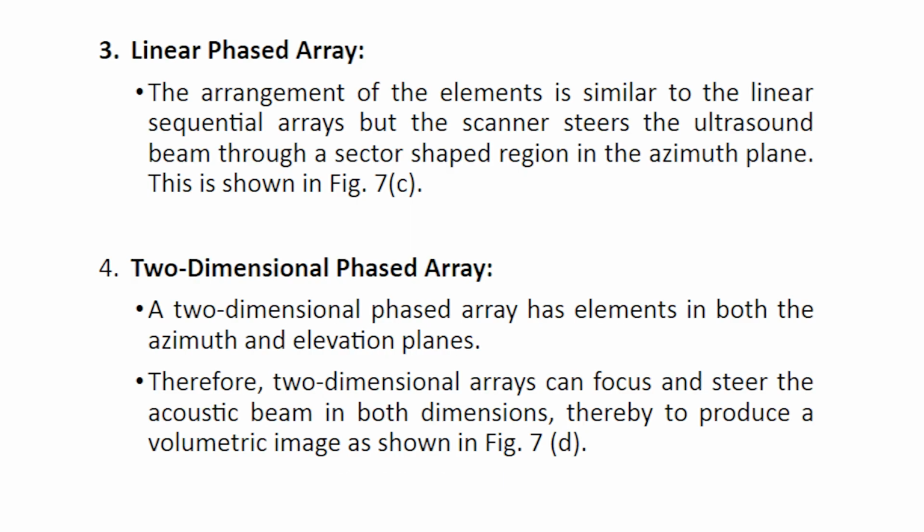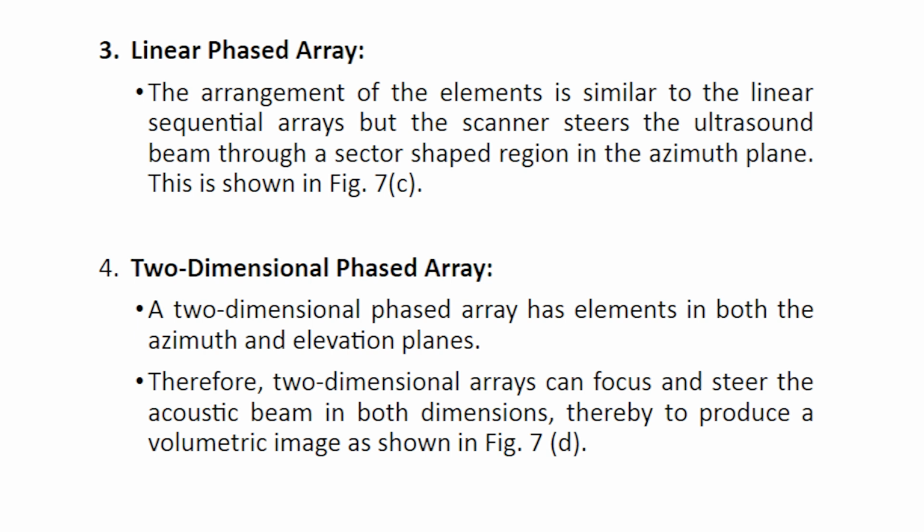Third type of transducer, linear phased array. The arrangement of the elements is similar to the linear sequential arrays, but the scanner steers the ultrasound beam through a sector shaped region in the azimuth plane, and this is shown in figure 7c. The present linear phased array systems have up to 120 elements, and all the elements are used to transmit and receive each line of data.